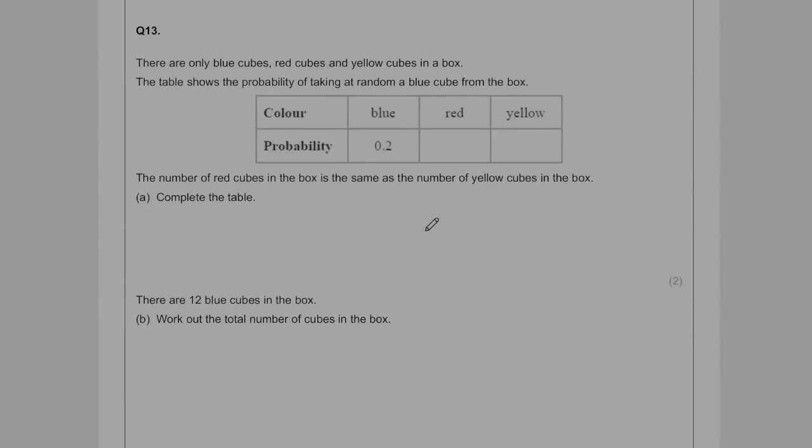Question 13, there are only blue cubes, red cubes, yellow cubes in a box. The table shows the probability of taking at random a blue cube from the box, so 0.2. The number of red cubes in the box is the same as the number of yellow cubes in the box. Complete the table. So if those probabilities are the same, 1 minus 0.2 divided by 2. So that's going to be 0.8 divided by 2, which is going to give us 0.4 for both.